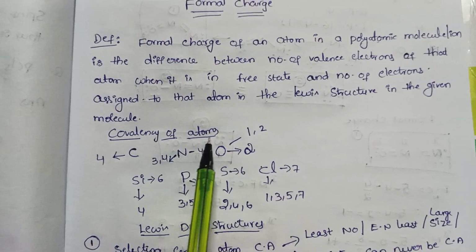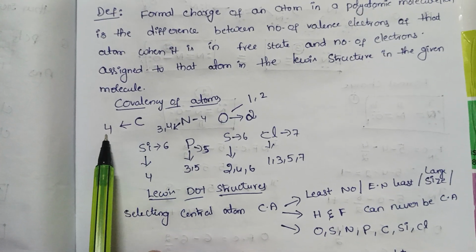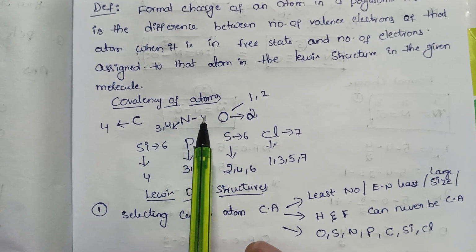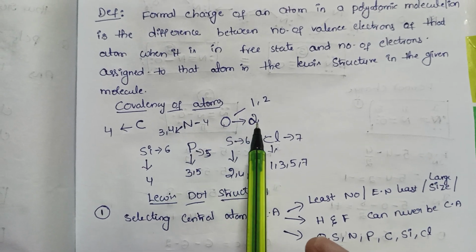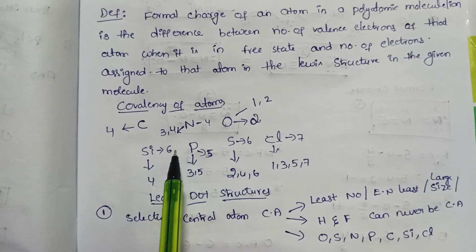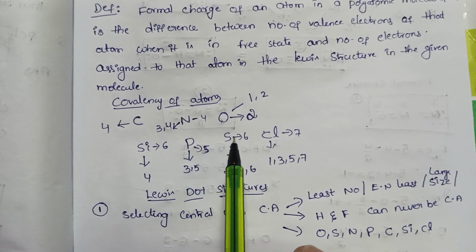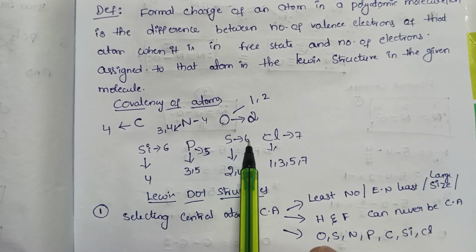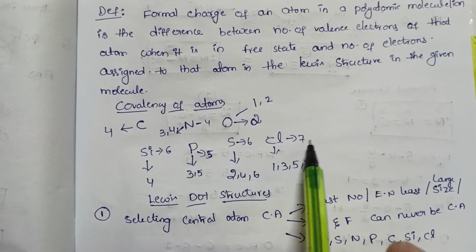First, covalency of atoms. For carbon, maximum covalency is 4. For nitrogen, maximum covalency is 4. Oxygen, maximum covalency is 2. Silicon, maximum covalency is 6. For phosphorus, maximum covalency is 5. For sulfur, maximum covalency is 6. Chlorine, maximum covalency is 7.